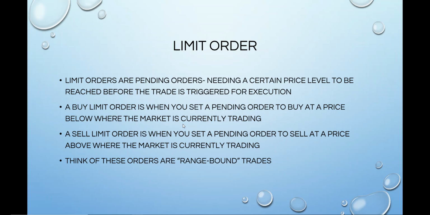This is support and resistance type trading, right? You want to trade when support and resistance holds, then you're going to be using a buy limit when support is hit, and you're going to use a sell limit when resistance is hit. So a sell limit order is when you set a pending order to sell at a price above where the market's currently trading. Let me switch over to the charts to clarify this.